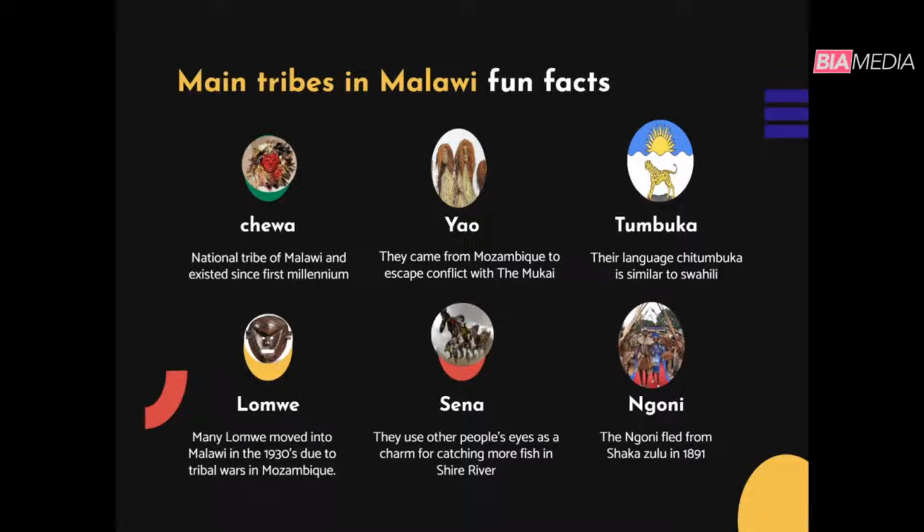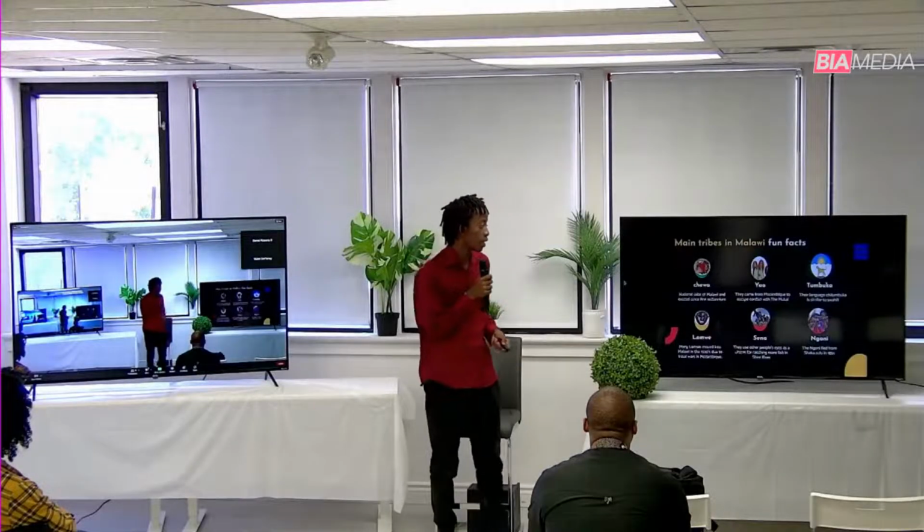It's very similar. There's the Lomwe, who came from Mozambique because of a lot of national wars, and there's the Sena. They use other people's eyes as a charm for catching more fish in the Shire River. They are more into the fishing in Lake Malawi, which is a very important geographical feature in Malawi. And then there's the Ngoni, who fled from Shaka Zulu in 1891.